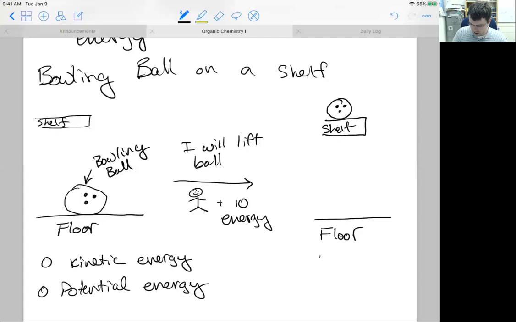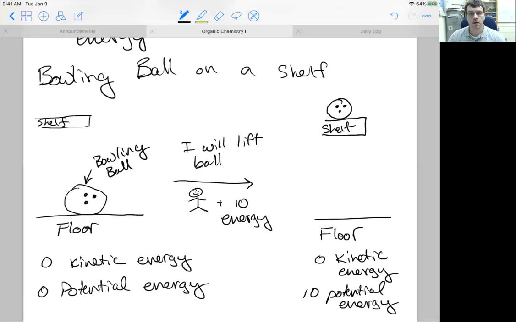Now the bowling ball continues to sit at rest. It has 0 kinetic energy. But what I've done is I've come in and I've added some energy from my muscles by just lifting the bowling ball and putting it on the shelf. I am introducing energy into the system. Now, where does that energy go? The energy goes into the form of potential energy.